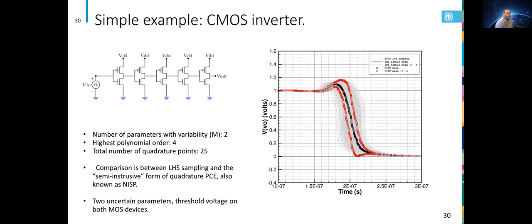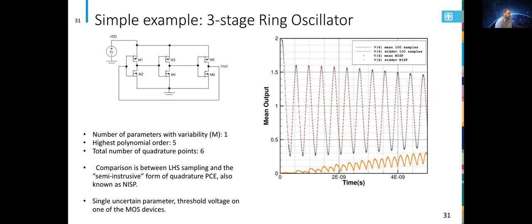So moving on to another example, this example is very similar. The previous one was a chain of inverters. This is a chain of inverters where the end has been connected to the beginning, so you have a ring oscillator. And so in this case, I think so.